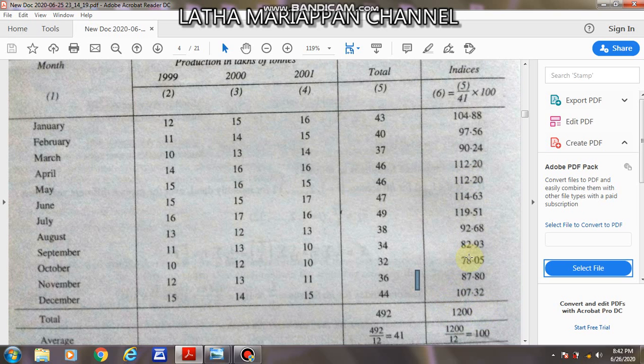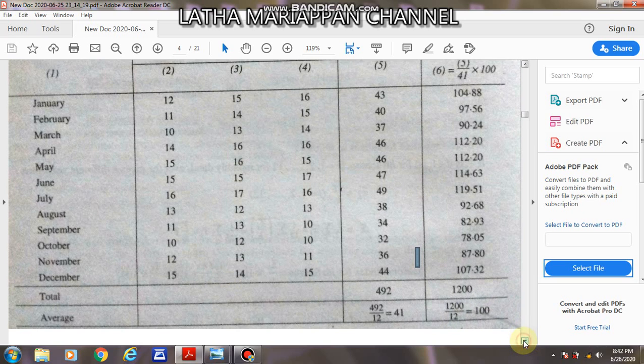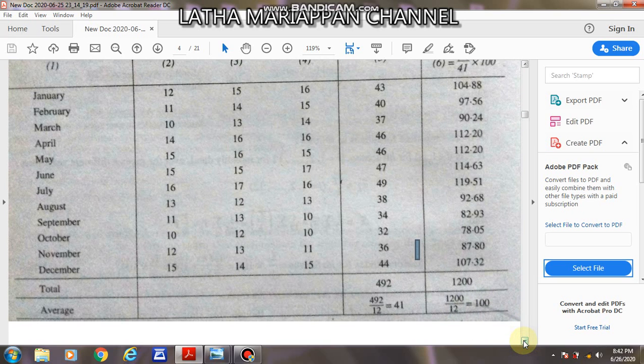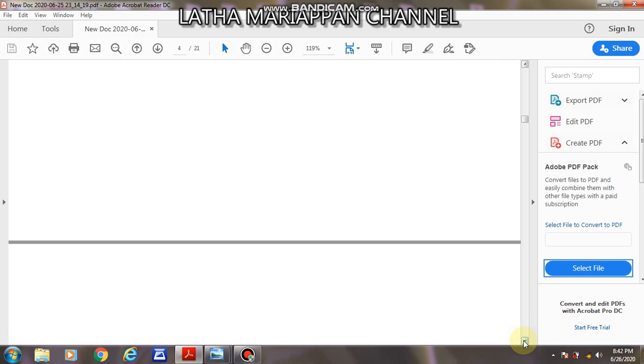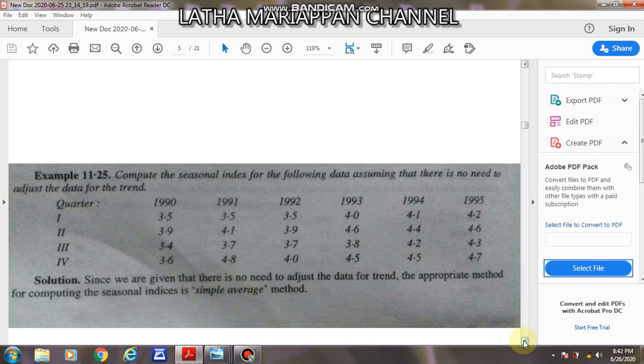Similarly you add for the other data, and your final total will be 1200. For how many months? For 12 months, so take the average: 1200 divided by 12 is equal to 100. Like this you have to calculate seasonal indices. I hope you understand this one, problem number 1, the simple average method. Next we'll move on to the second problem.